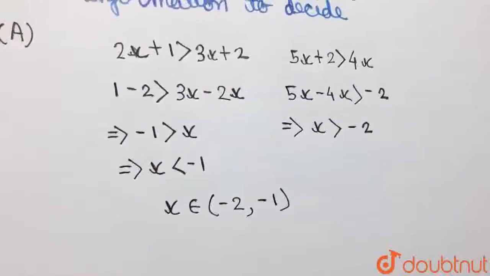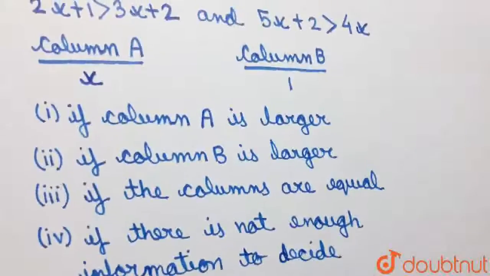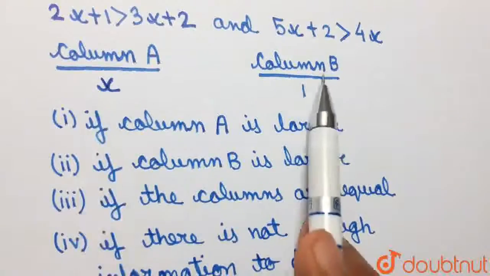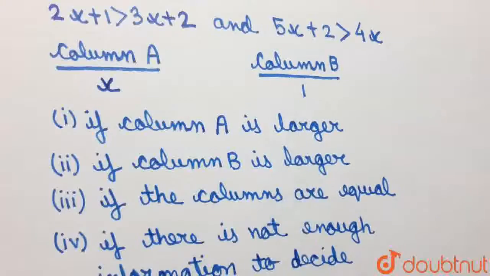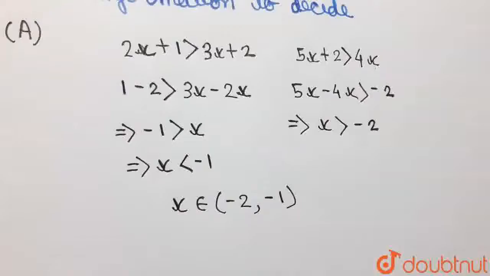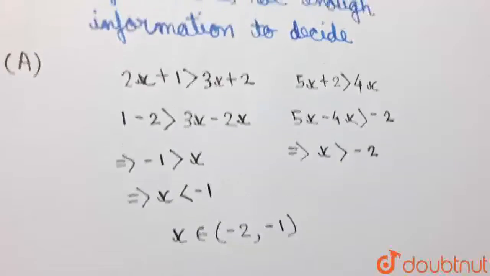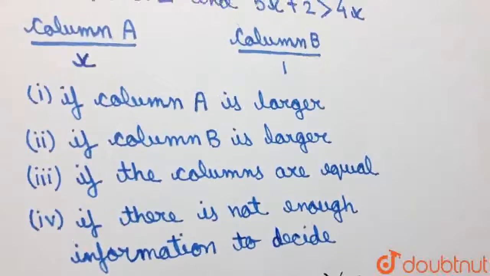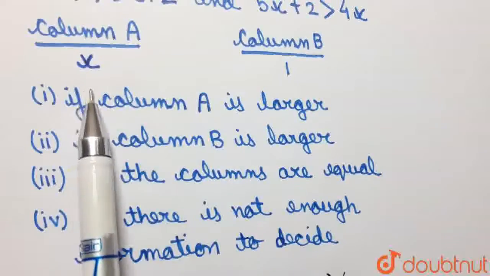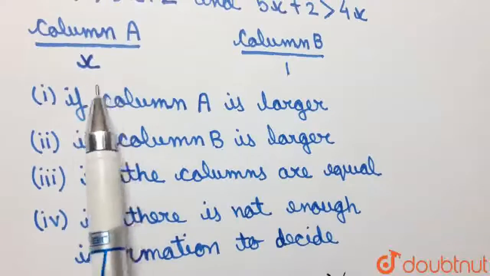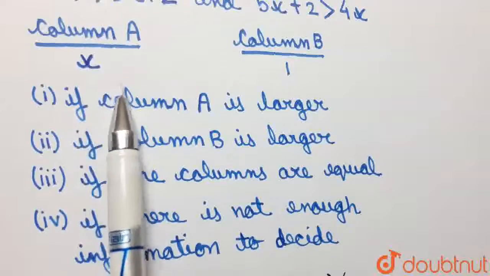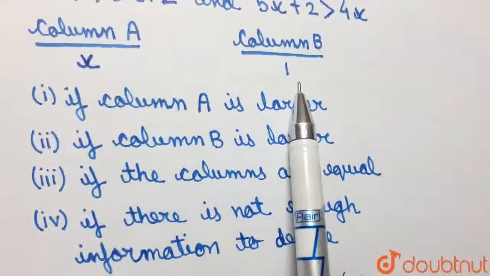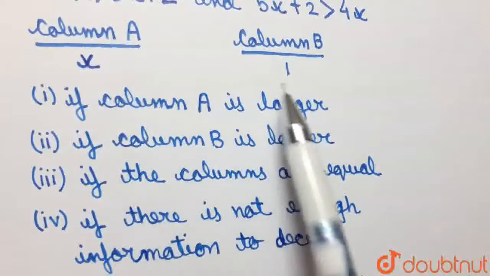Okay, now going back to the columns, in column A the entry is x, whereas in column B the entry is 1. Now as we had inferred that the value of x will always lie between minus 2 and minus 1, any value of x that lies between minus 2 and minus 1 is always going to be less than plus 1. Okay, the value of x will always lie between minus 2 and minus 1, and any value of x lying within minus 2 and minus 1 is always going to be less than plus 1, because that value will be negative, whereas 1 is obviously positive.